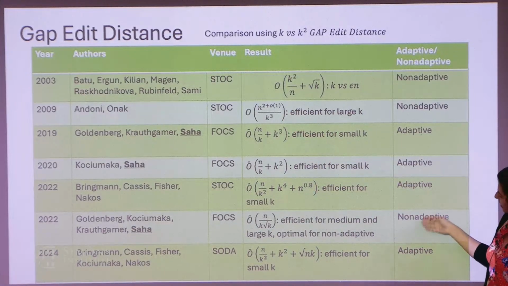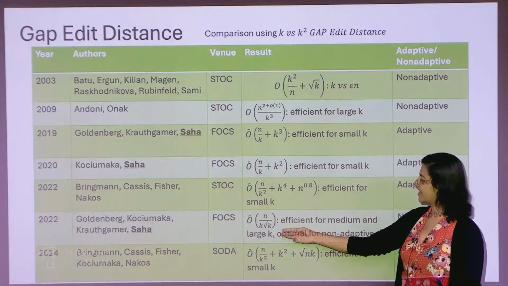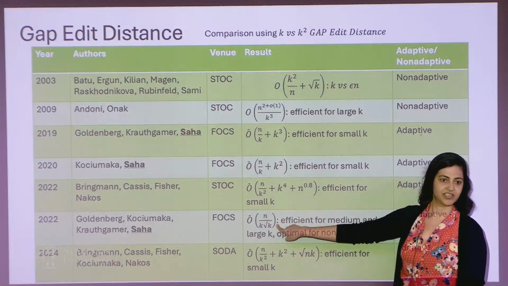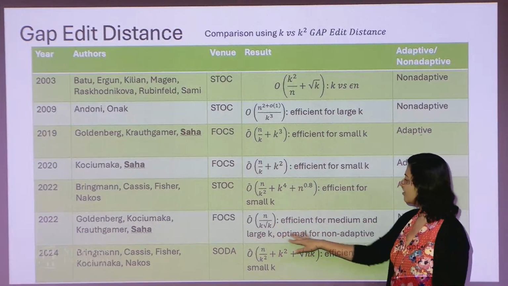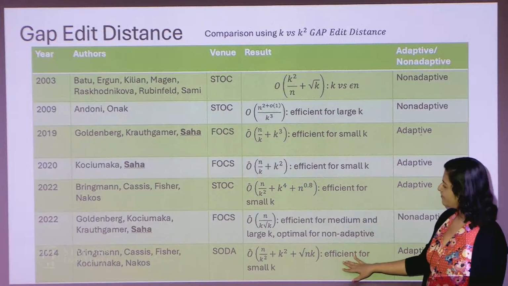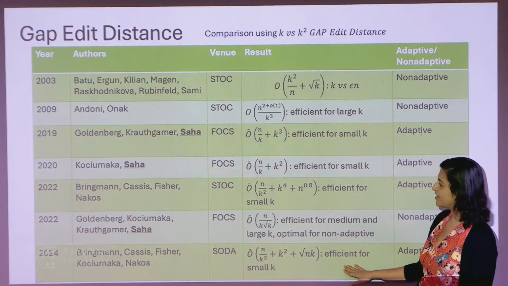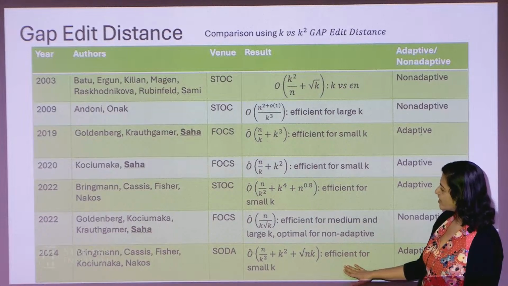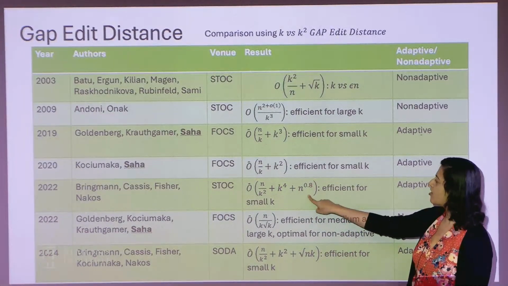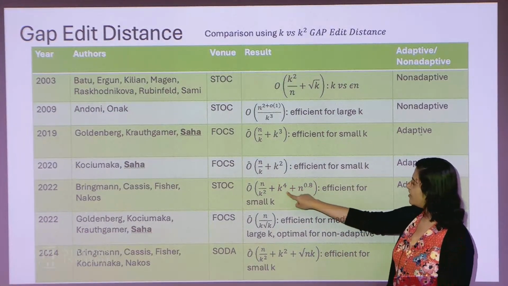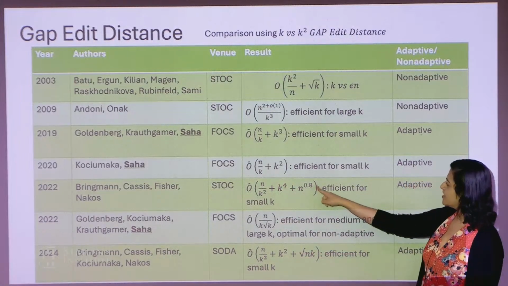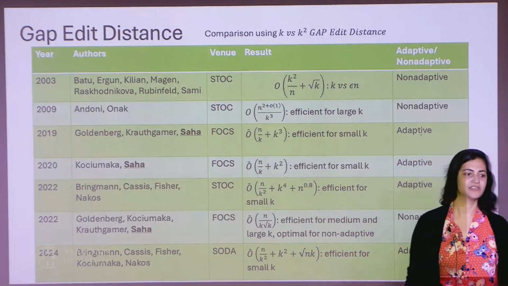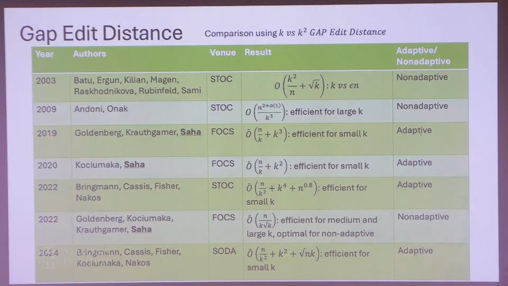And our non-adaptive algorithm also didn't have any polynomial dependency on k, and moreover, this is optimal. So there is a lower bound that matches it. And this is efficient for medium and large k and optimal for non-adaptive algorithms. And finally, this year, 2024, there has been further improvement over this STOC 22 result, where the polynomial dependency on k to the 4 has been improved to k squared. This n to the 0.8 is now square root of n square root of k. So this is the state of gap edit distance.